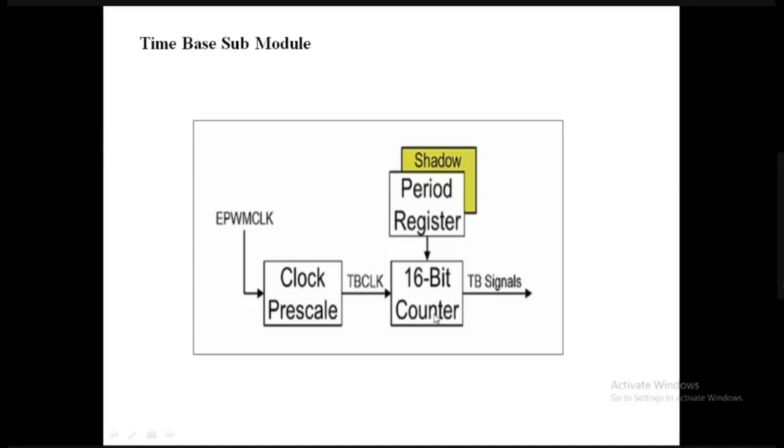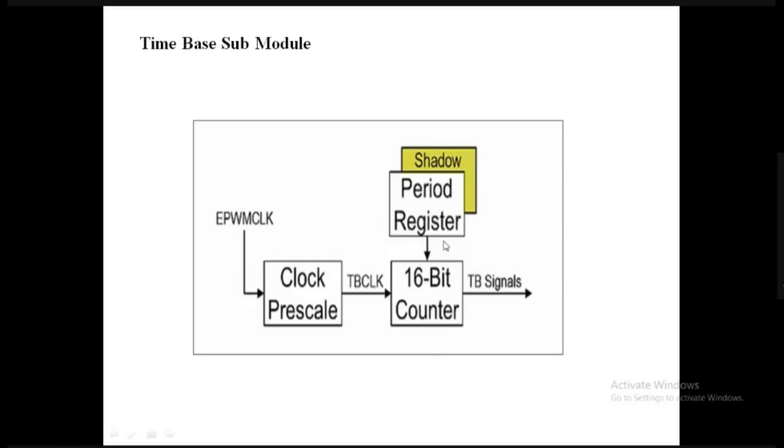Now why is it called a time-based counter? Because it is based on your main clock timing. So that's why they have named it a time-based counter. Now this time-based counter has a period register, which is the time-based period register. Now you will ask why that time-based period is there? Because the time-based counter value, which is 0 to 2 to the power 16, will be stored in your time-based period register.